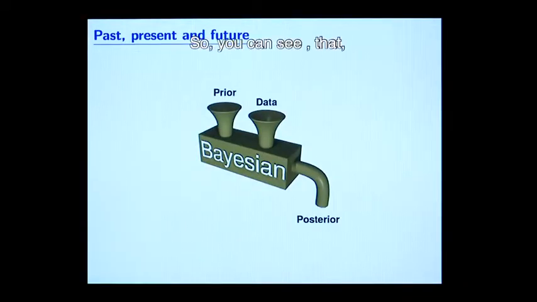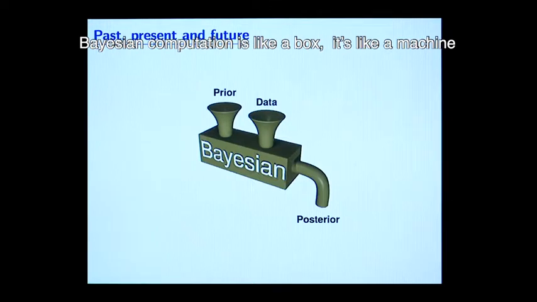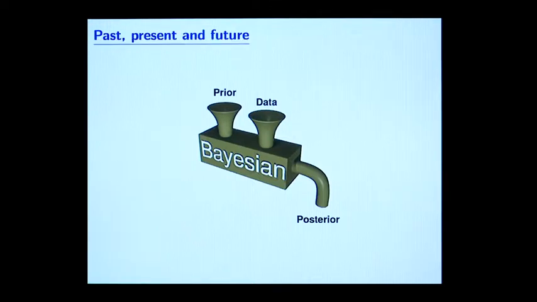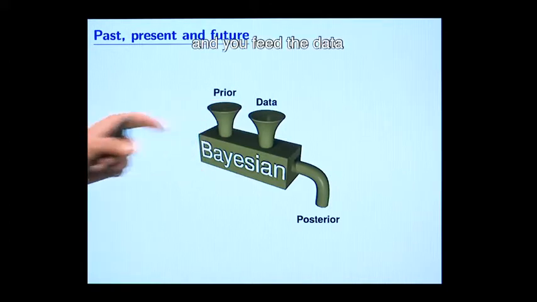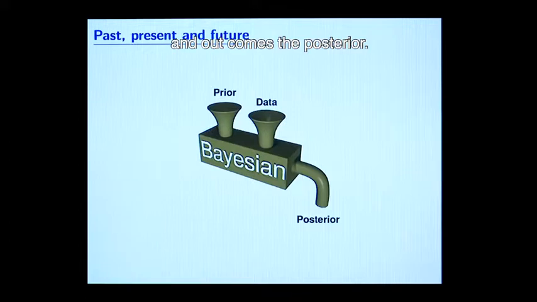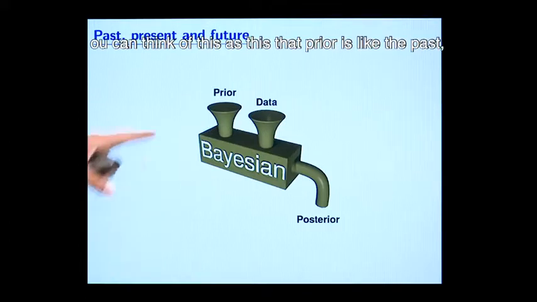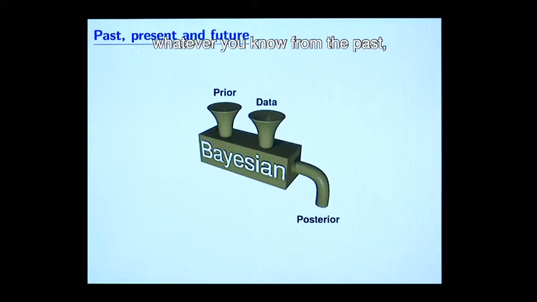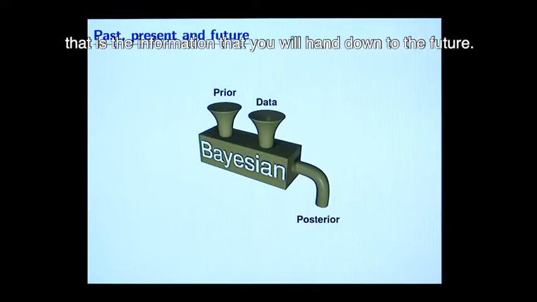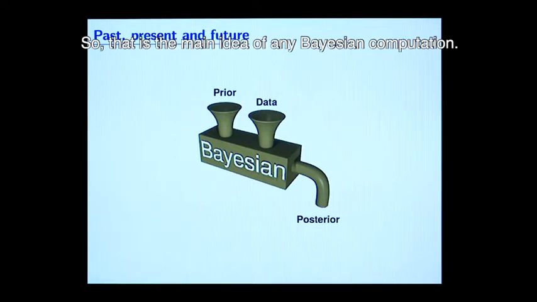So, you can see that Bayesian computation is like a box, it is like a machine in which you feed the prior distribution and you feed the data, and out comes the posterior. You can think of this as this, that prior is like the past, whatever you know from the past, and data is what you know at present. You want to combine these two in order to produce posterior, that is the information that I will hand down to the future. So, that is the main idea of any Bayesian computation.